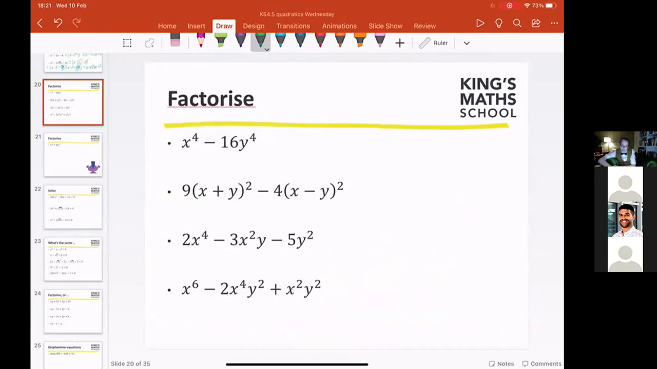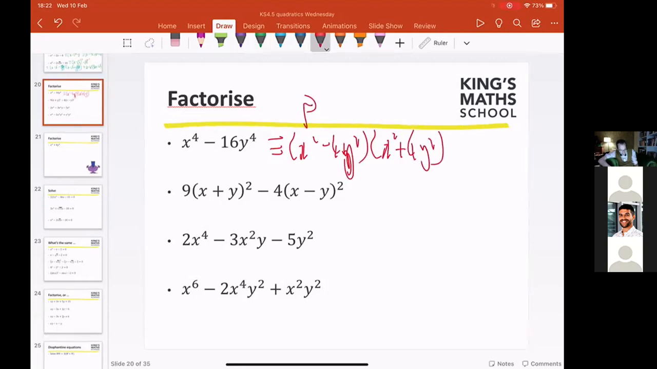And this point about difference of two squares is so important. So you want them to look at that and go straight away, okay, so what's that? It's x squared subtract 4y squared, x squared plus 4y squared. Oh, and that I can then factorize further. So it's x subtract 2y, x add 2y, and then x squared plus 4y squared.